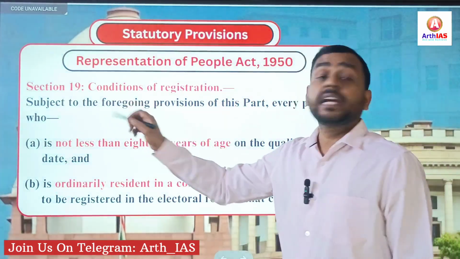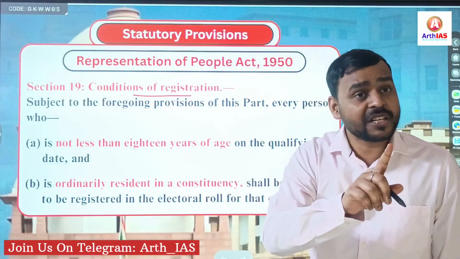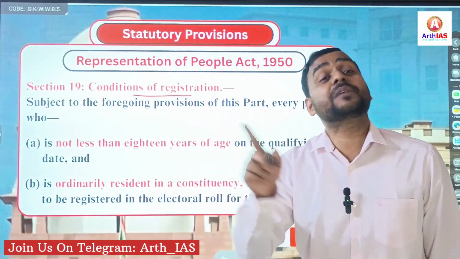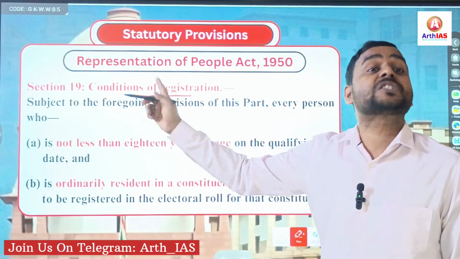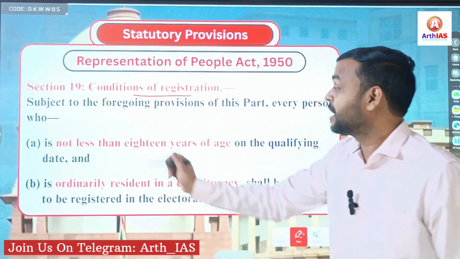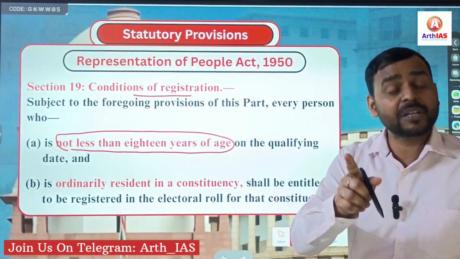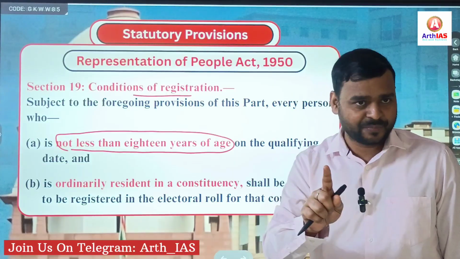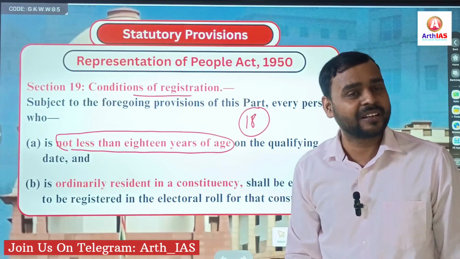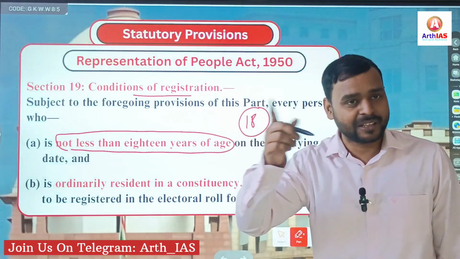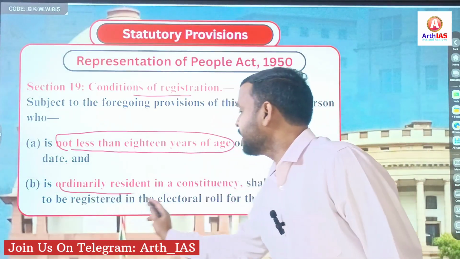Now, section 19. This is very important, right? Section 19 provides conditions for registration. See, section 16 provides conditions for disqualification, but section 19 provides conditions for registration, and there are two conditions. First, the person should not be less than 18 years of age. So in India, anyone who is not less than 18 years, if you have attained 18 years, your name should be enrolled or registered in the electoral roll. First condition.